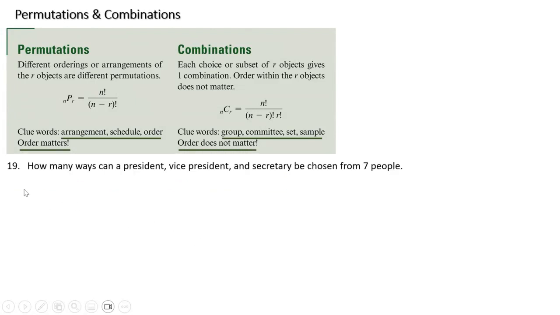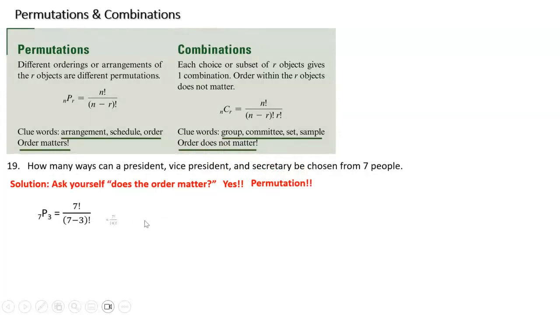Now, number 19. In how many ways can a president, vice president, and secretary be chosen from 7 people? So we can do it with permutation, right? Since order matters, it's going to be permutation. So it's going to be 7 permutation 3. So the answer will give us 7 times 6 times 5, 210. Or we can do it the other way, right? How many positions are there? There's 3.